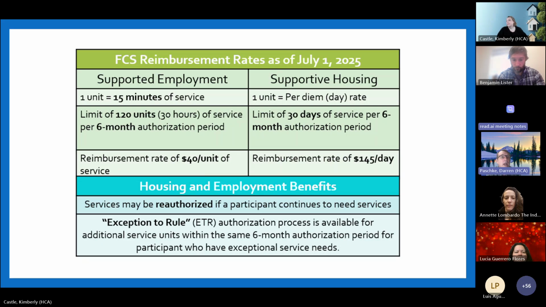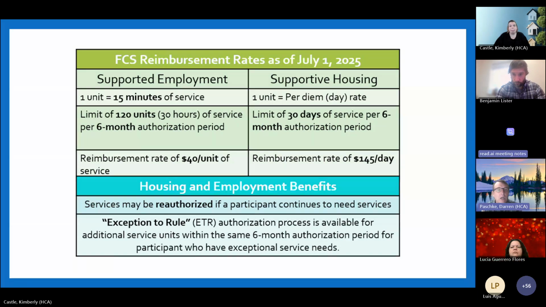So I think this is really handy for folks who are just starting out to be able to set up a tracker of those folks that you have who are authorized for FCS services, and also look at the utilization for housing. And as you can see on the housing side, it's a per diem, $145 a day. So this is a great tool to really build up the matrix to see where the utilization is and be able to track, because there is the option of the exception to the rule.